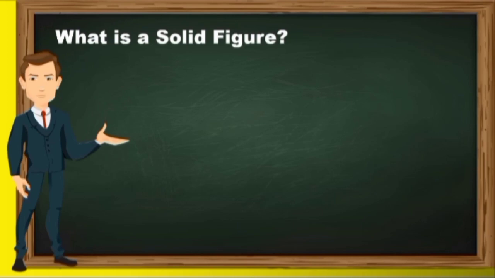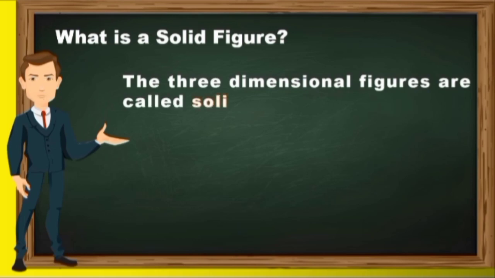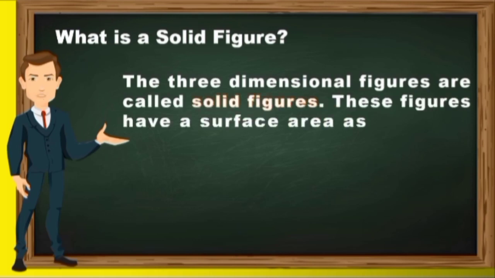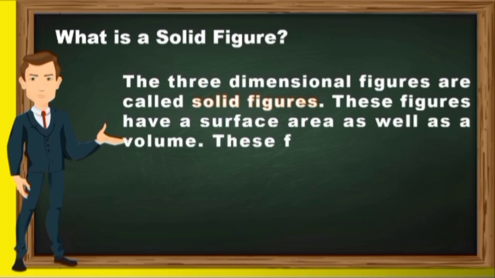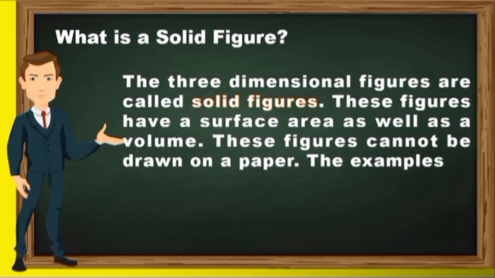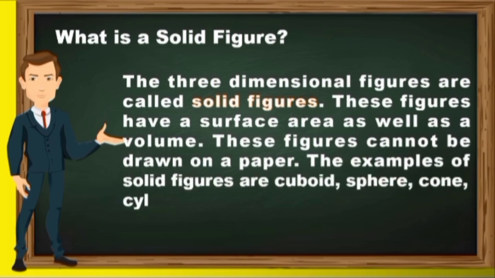What is a solid figure? The three-dimensional figures are called solid figures. These figures have a surface area as well as a volume. These figures can be drawn on a paper. The examples of solid figures are cuboid, sphere, cone, cylinder.